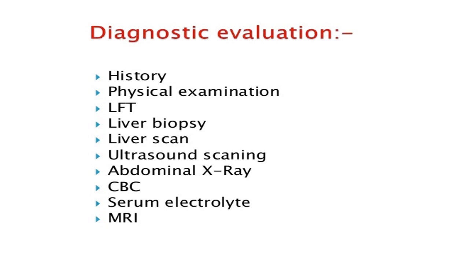So we will have to take a history, we'll do a physical examination, we'll do liver function tests. You could also do a liver biopsy, liver scan, ultrasound scanning, abdominal x-ray, complete blood picture, serum electrolytes and magnetic resonance imaging. Now these are some of the protocols that we follow in more or less all places where we have to give a diagnosis. Over here we are taking liver function and liver biopsy and liver scan because jaundice is more related to liver.